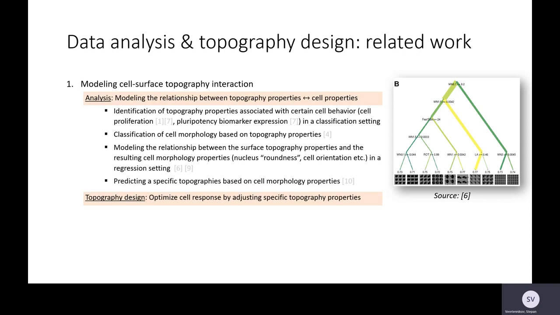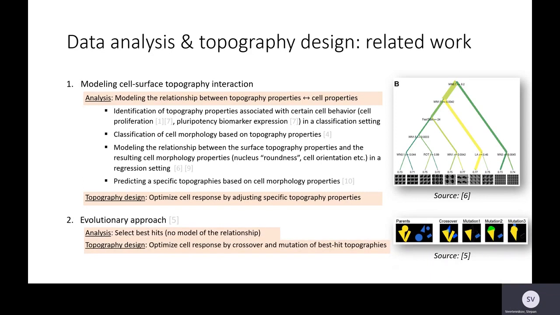The first is modeling cell-surface topography interaction. Here, the analysis of the data is made by modeling the relationship between the topography properties and the cell properties. And here are some examples from the literature listed here. And the topography design here is made by adjusting specific topography properties according to the influence based on the model that we made. So to optimize the cell response, we adjust specific topography properties.